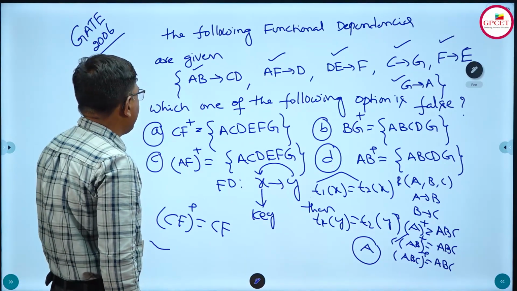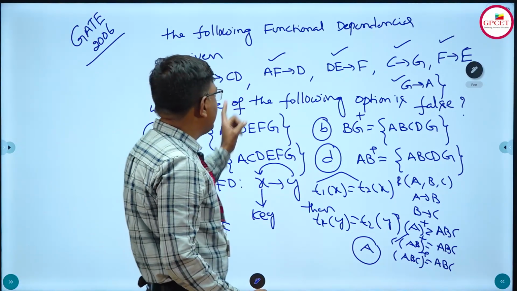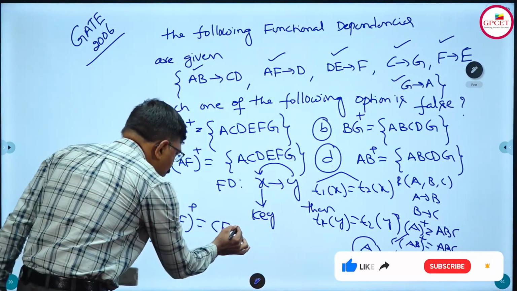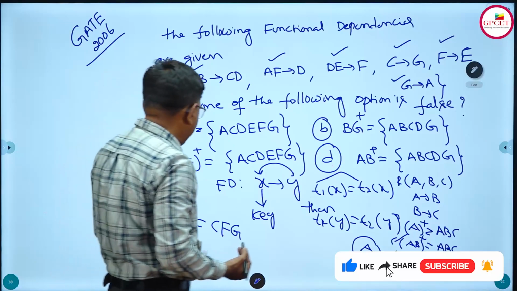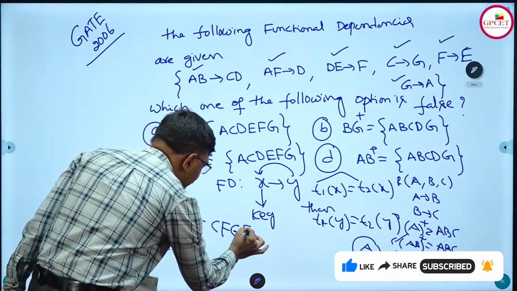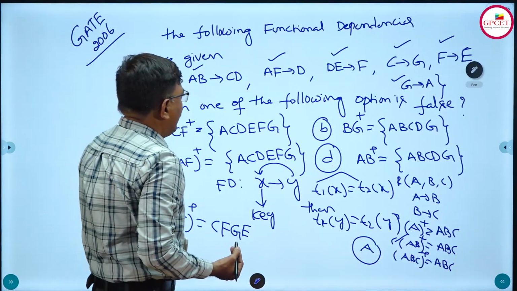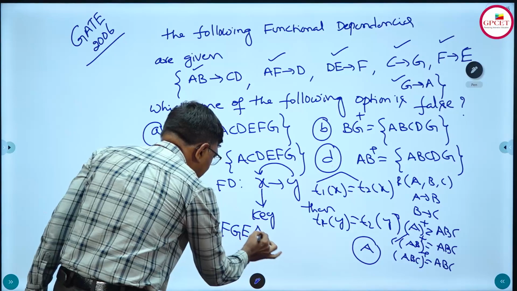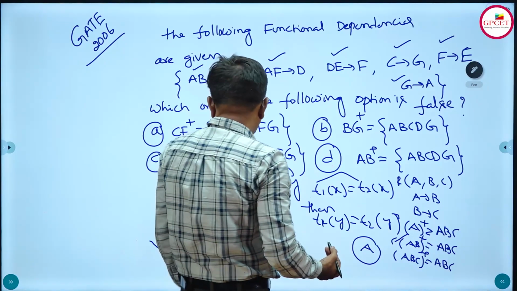CF. Observe here, what is C? C derives G. And next, F derives what? F derives E. And next, G derives what? G derives A.